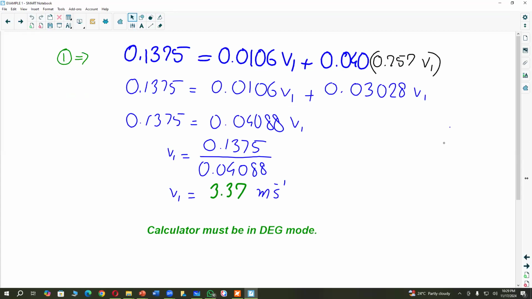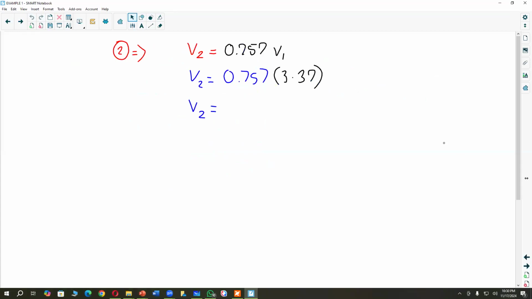Okay, V1 is 3.37. The V2 is... So what is the value for V2? I'm getting V2 as 2.54. Fine. So note down the values. Yeah, I have noted down the values.